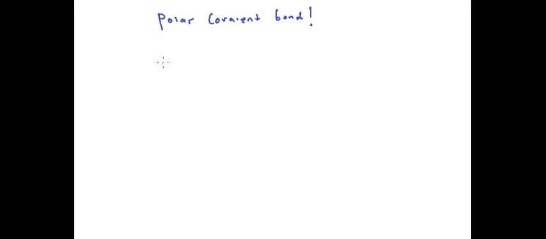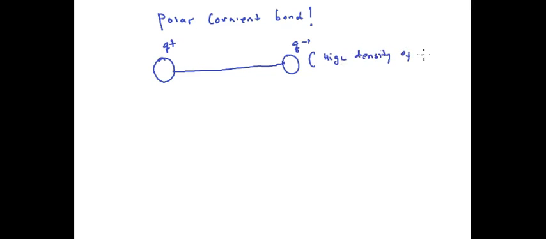So let's say that you have a charge of an ion with Q plus, and you have another charge of an ion with Q minus. This one has a high density of electrons here, and this one has a low density of electrons here. A bond dipole, this is the distance between the two.